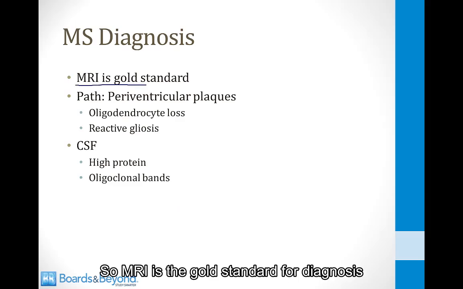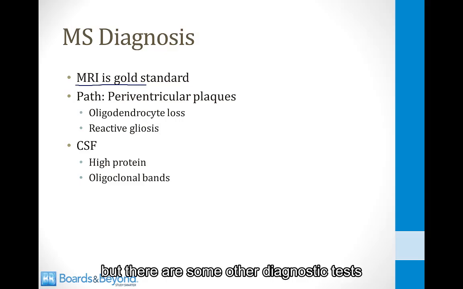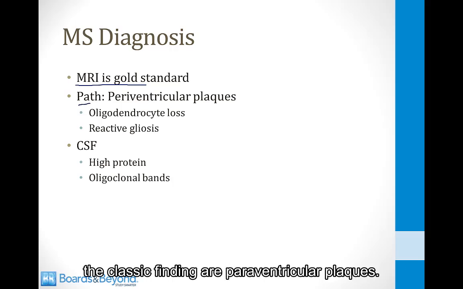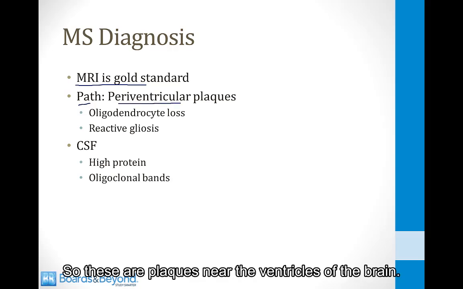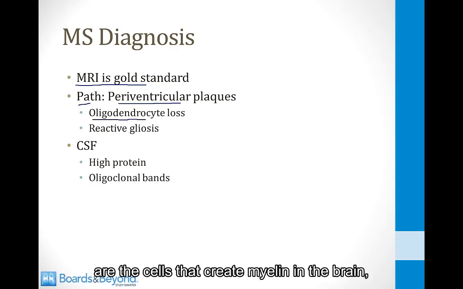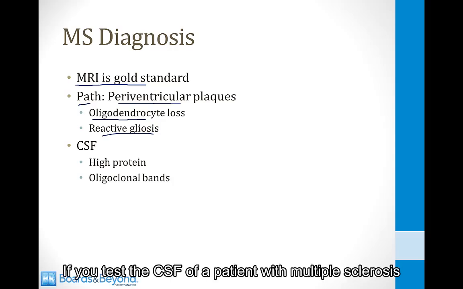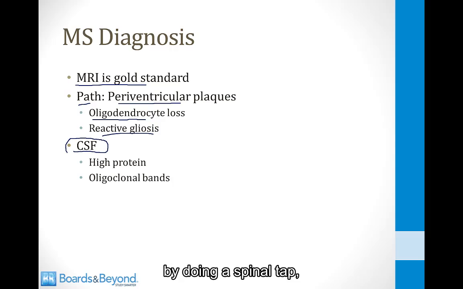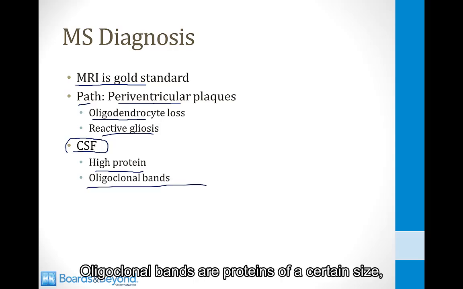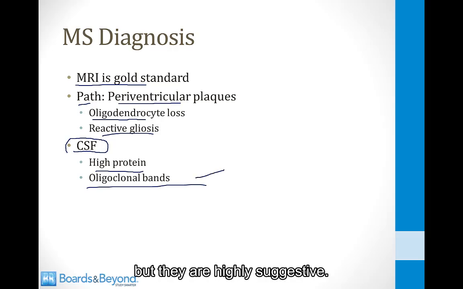So MRI is the gold standard for diagnosis of multiple sclerosis, and we'll see some pictures of that in a minute. But there are some other diagnostic tests that you should know about. If you look at the pathology of the brain of a patient with multiple sclerosis, the classic finding are periventricular plaques. So these are plaques near the ventricles of the brain, and they show loss of oligodendrocytes, and that should make sense because the oligodendrocytes are the cells that create myelin in the brain, and they will show evidence of reactive gliosis. If you test the CSF of a patient with multiple sclerosis by doing a spinal tap, you will see high proteins and something called oligoclonal bands. Oligoclonal bands are proteins of a certain size, and they are typically seen in multiple sclerosis. They don't clinch the diagnosis, but they are highly suggestive.